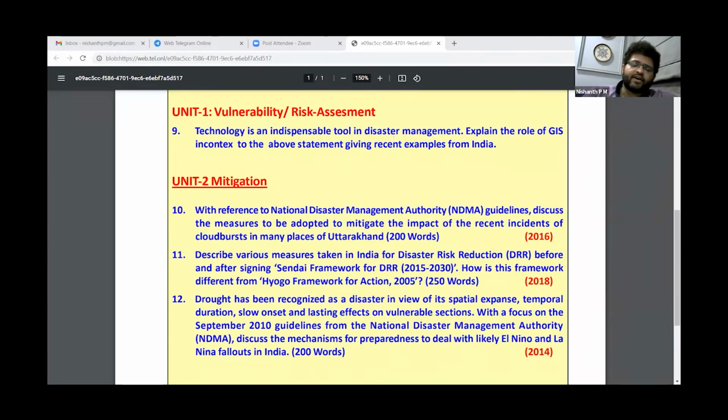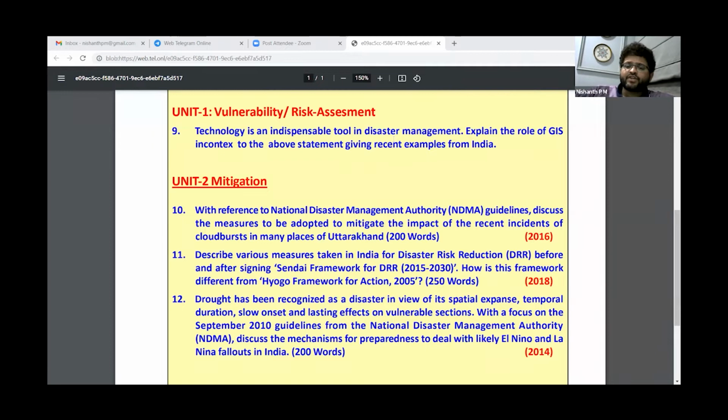Hence you can start by introducing how technology is indispensable and an important part of disaster management in the present day dynamics. Now, what is GIS? GIS is Geographic Information Systems. What does GIS stand for, and what is the use of GIS? It is used in mapping. The basic advantage of GIS is mapping of locations and tagging them so that they can be identified.